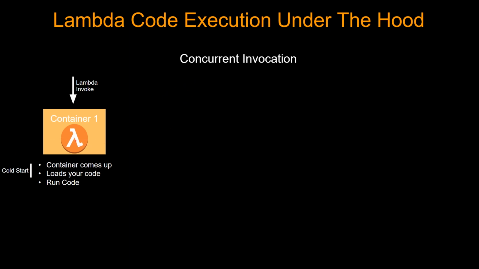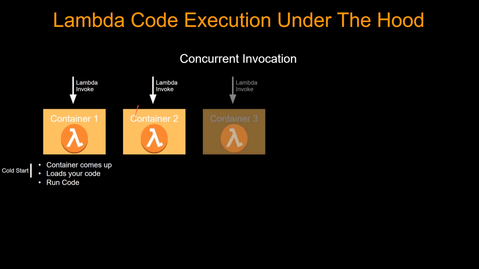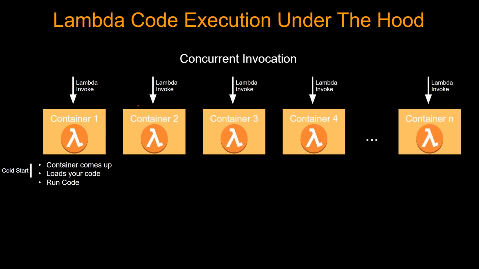So let's say this particular Lambda is being called concurrently, right? So as soon as this Lambda invocation comes, at the same time, let's say more connections are coming in, invoking the same Lambda. So for each of these concurrent invocations, underlying a container or a micro container will spin up and load your code, and then it will be run.